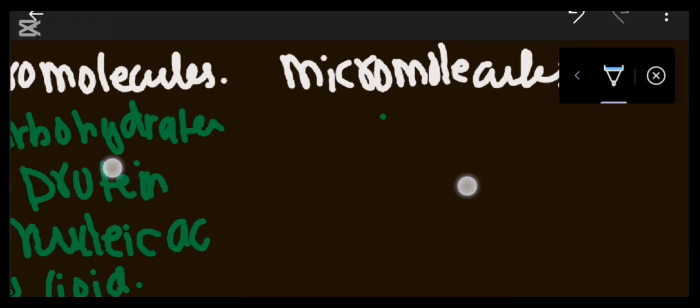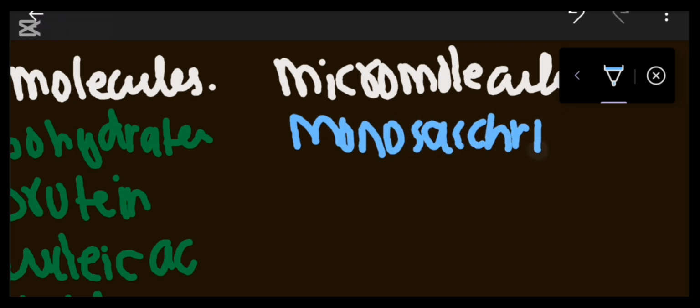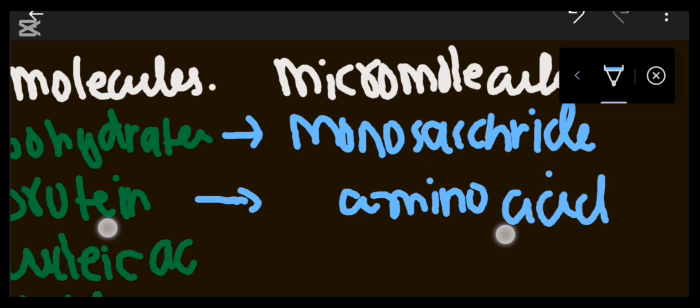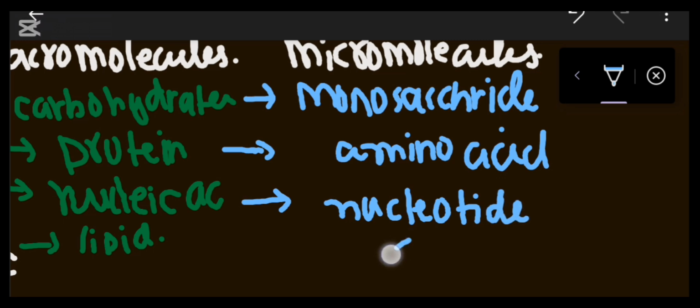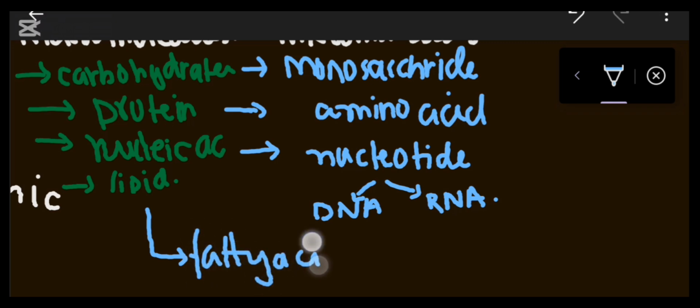Now the monomer of carbohydrates, the macromolecule, is monosaccharide. The monomer of protein is amino acid. And the monomer of nucleic acid is nucleotide. Nucleotide includes both DNA and RNA. Last but not least, lipid. Lipid does not contain any monomer, but lipid is composed of fatty acid plus glycerol.